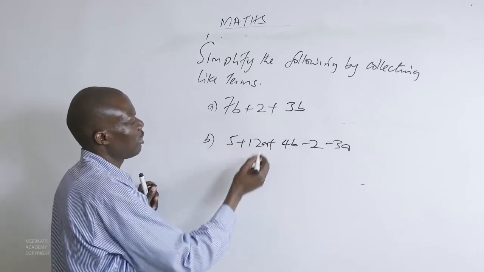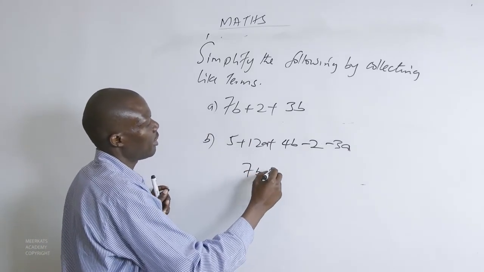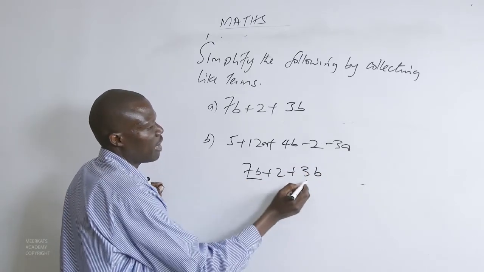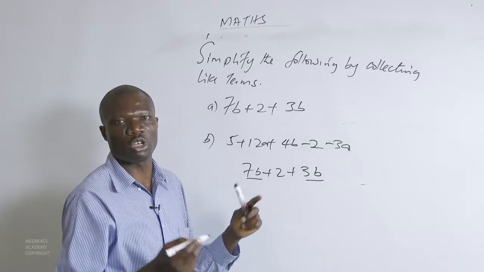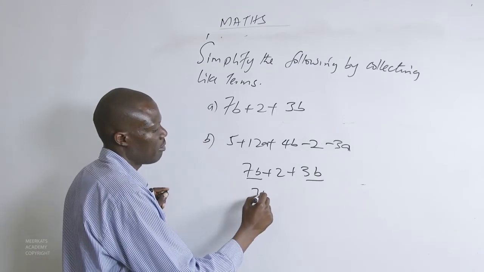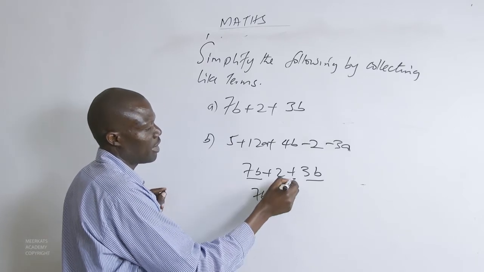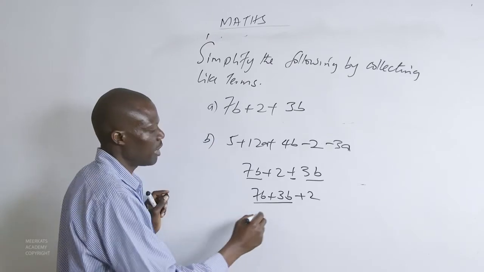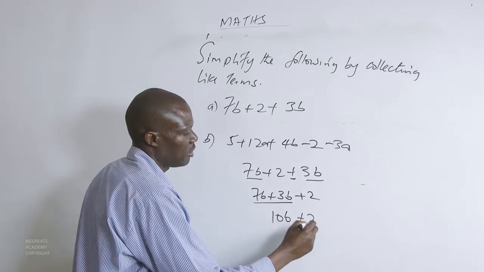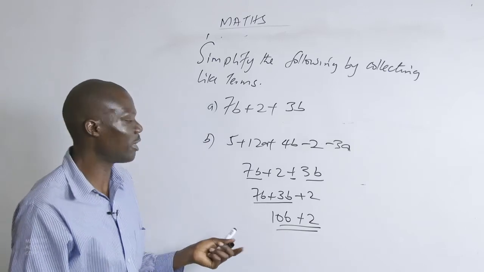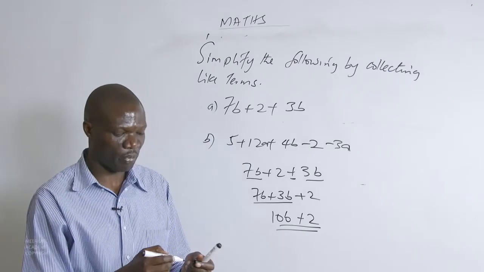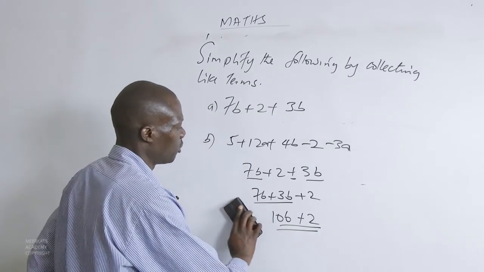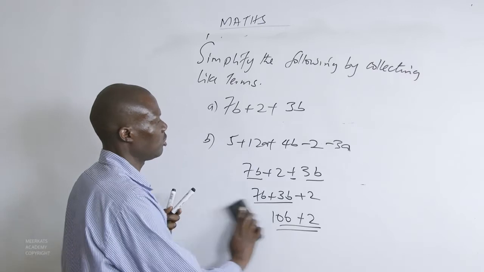Looking at the first one, it is 7b plus 2 plus 3b. You'll notice that 7b and 3b are like terms, so we shall collect them together to have 7b plus 3b. We shall maintain the sign and then plus 2. 7 and 3 combine to make 10b, then plus 2. When we collect like terms, we shall get 10b plus 2, with 2 as a constant. 10b plus 2.